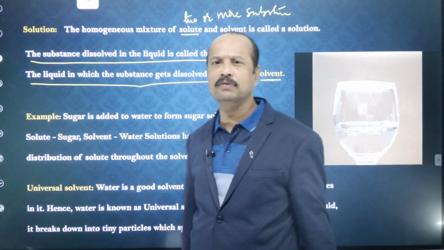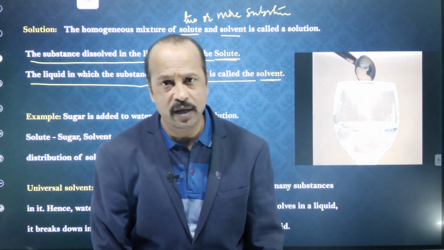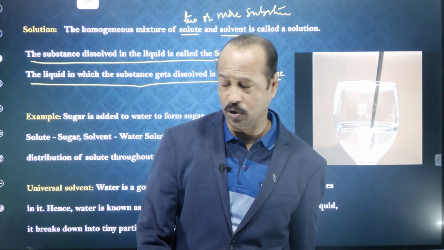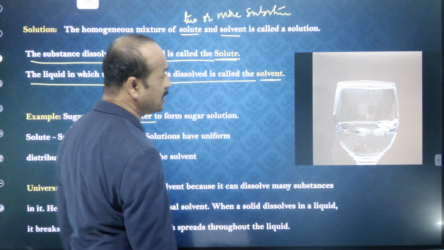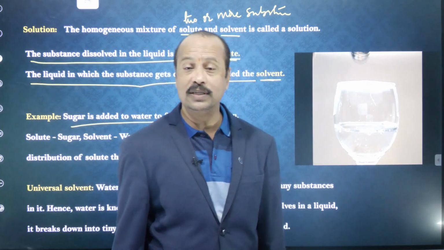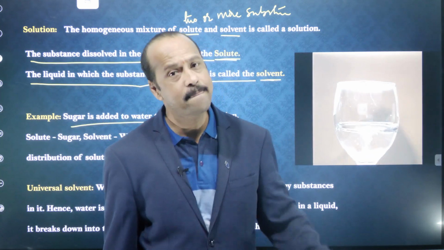So, simply you can say that which is more in quantity is called a solvent, and which is less in quantity is called a solute, right? Now see here, sugar is added to water. Can you say sugar is added to water? So what is the solvent here and what is the solute?